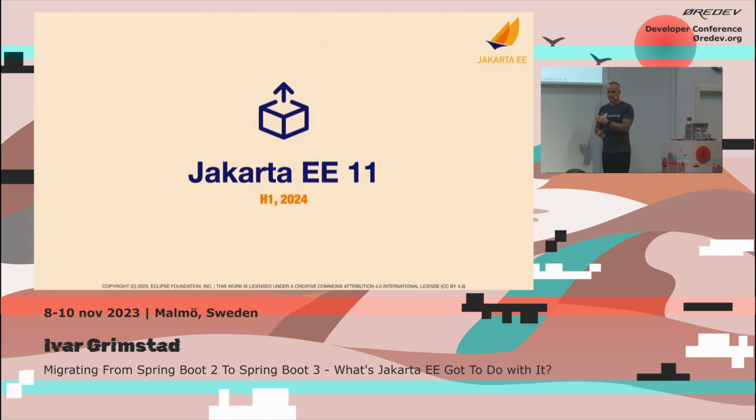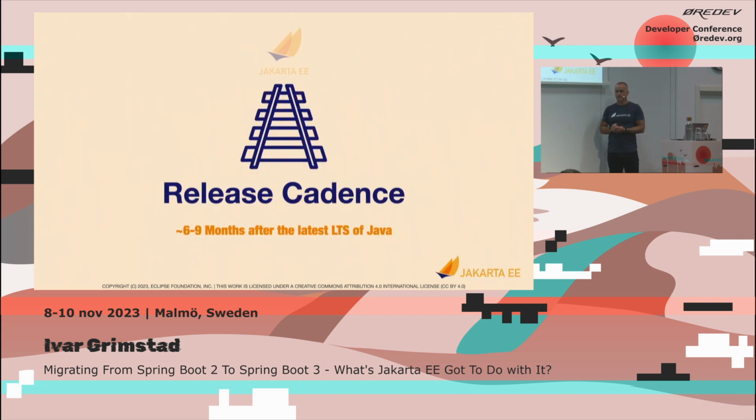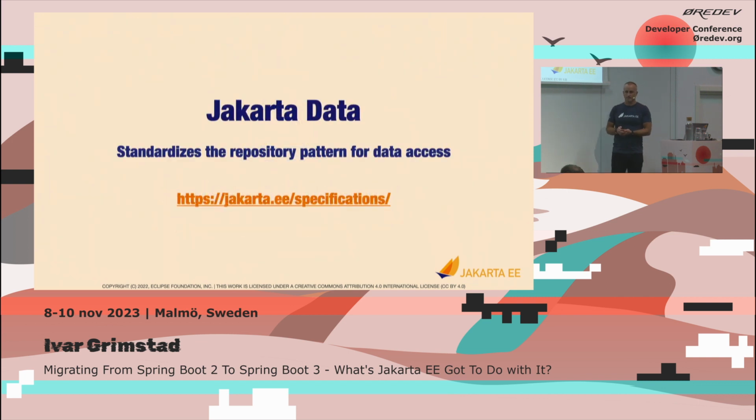So Jakarta EE 11 is scheduled to be released sometime around summer next year. And I guess the next version of Spring will pick it up at the end of the year or maybe next year. So sooner or later, you will get the Jakarta EE 11 APIs out there. We're also trying to establish the release cadence of being 6 to 9 months after the latest LTS of Java. So Java 21 came out in September, so around June, July, that's 9 months after, we'll try to release Jakarta EE. And that's the release cadence we will try to be on. So every second year, we will release a new version of Jakarta EE.